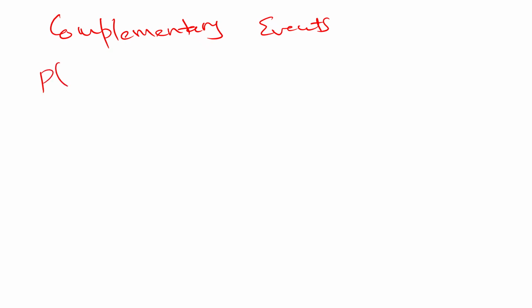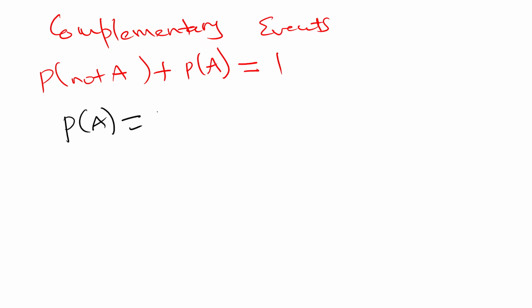Moving forward, as for complementary events, the probability of not A plus the probability of A will always be 1. And from here we get the probability of A equals 1 minus the probability of not A.